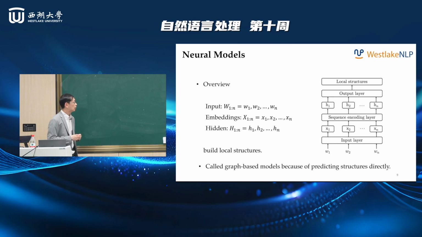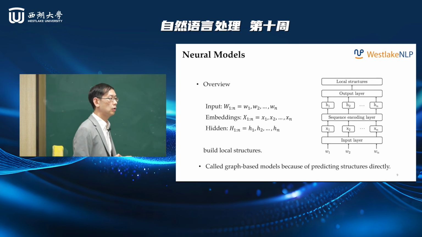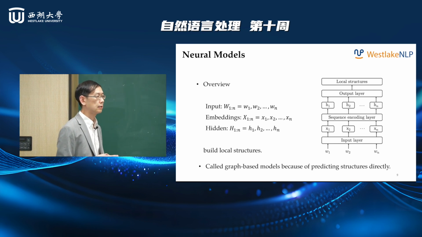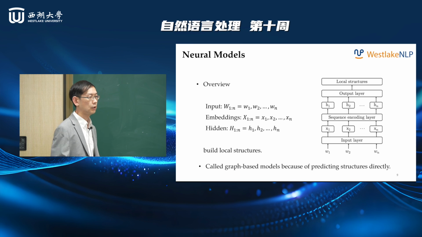So formally, I can describe our input sequence as W1 to Wn, a sequence of words. And then the embedding representation of these words, x1 to xn. The sequence encoder will learn the hidden representations, h1 to hn. And then we make local predictions. To differentiate this model from the transition-based model we will discuss later, we call all these models graph-based models because they predict the output graph structure directly.